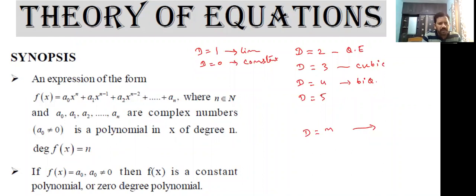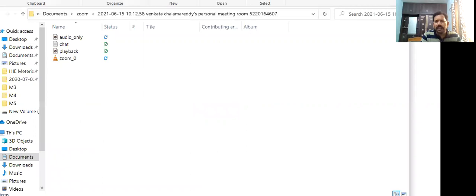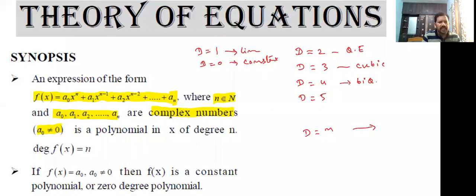An expression of the form f of x is equal to a naught x power n plus a1 x power n minus 1 plus a2 x power n minus 2 plus and so on an, where n belongs to natural numbers, and a naught, a1, a2, a3, and so on an are complex numbers, where a naught is not equal to 0. Then f of x is called a polynomial in x of degree n.